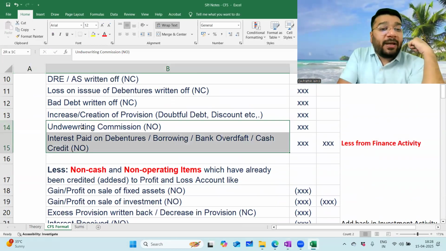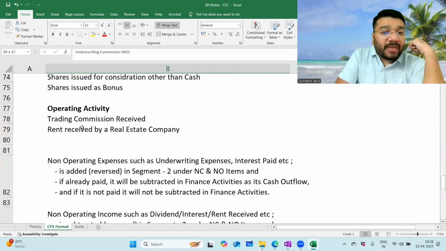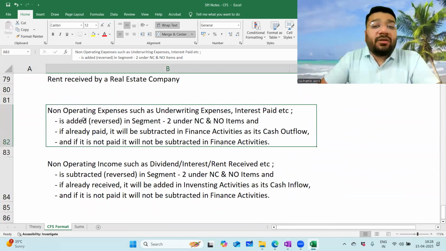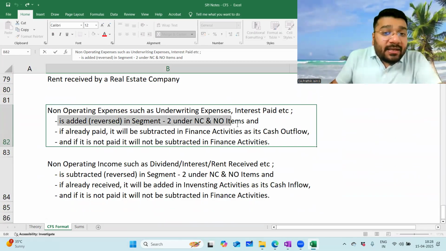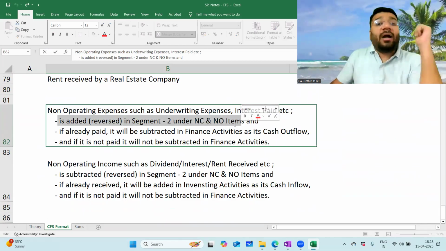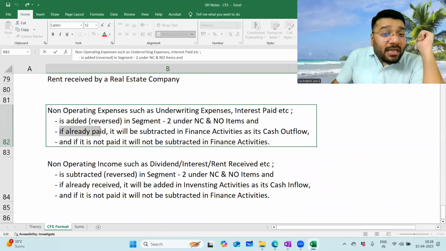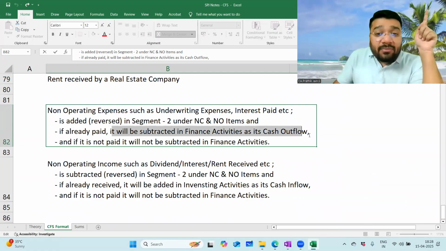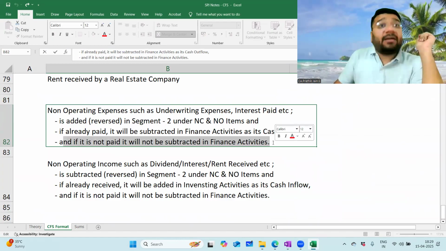Underwriting commission, interest paid on debenture, any kind of loan. If these are paid, I've put a note here. Non-operating expenses such as underwriting commission, interest, etc. paid is added in segment 2. Reverse means what? Added in segment 2 as non-cash and non-operating item. Since it is paid, again it will be subtracted from the financing activity. If it is not paid, then it will not be subtracted in the finance activity.